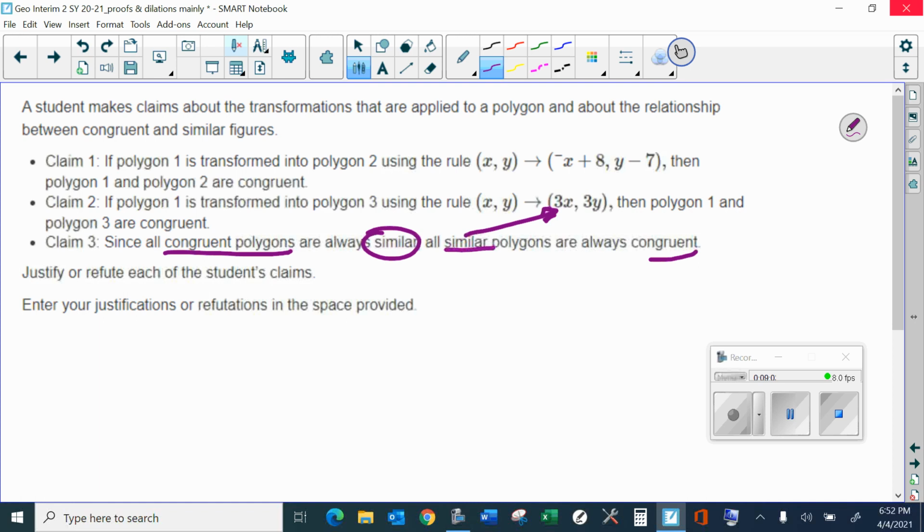Okay. Remember, it can be negatives here as well. All a negative means is it goes through the center of dilation to the other side and makes it 3 times as big. So again, this would be similar to all squares are rectangles, but all rectangles are not squares. Okay, that's a similar idea here. So all 3 of these were false. Okay.